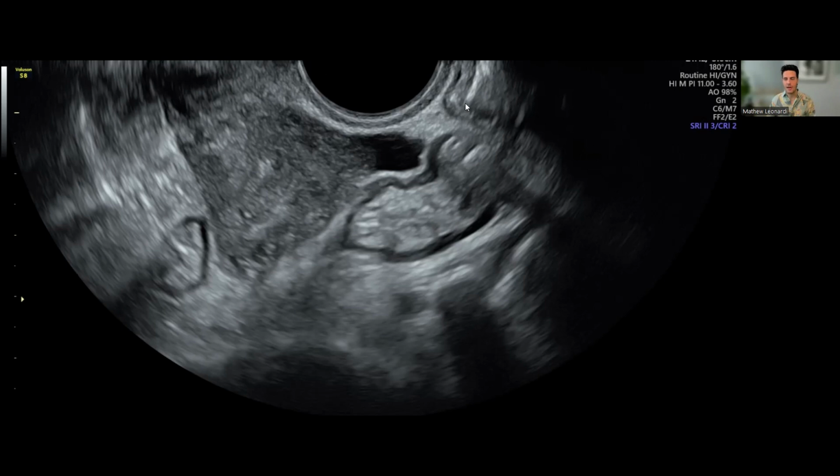So the beginning of every endometriosis ultrasound I do is looking at the bowel. I follow the bowel from the anal verge as high up in the body as I possibly can.